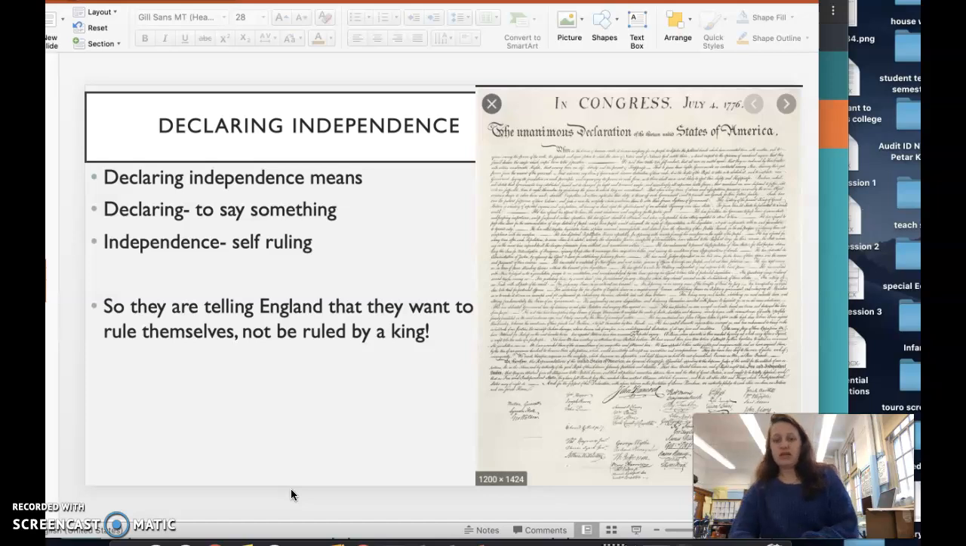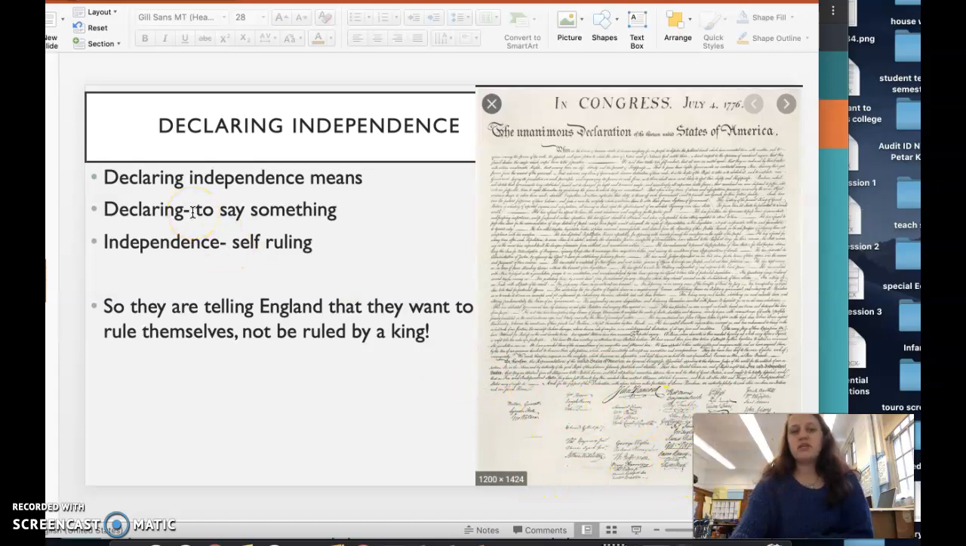So they made a document. In order to let the king know that they no longer wanted to be under him, they made something called the Declaration of Independence. The Declaration of Independence is a letter to the king. They write to the king a letter. It's a formal letter, and it's signed, as you can see at the bottom, by a whole bunch of people.